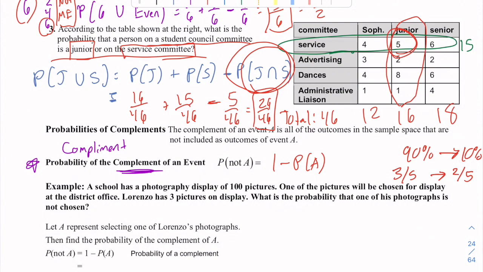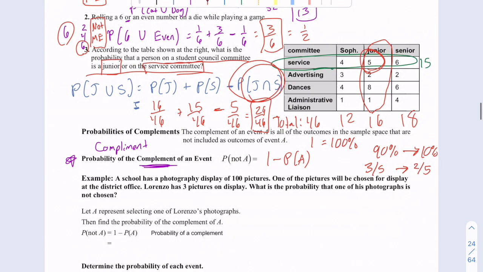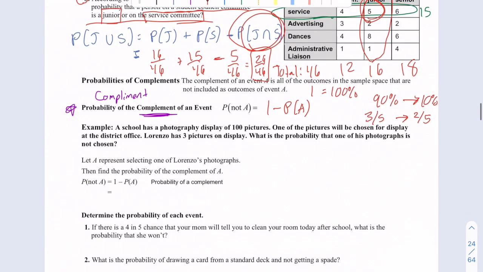And reminder: this one represents what percent? This one represents 100%. Okay. So let's do a quick example here.